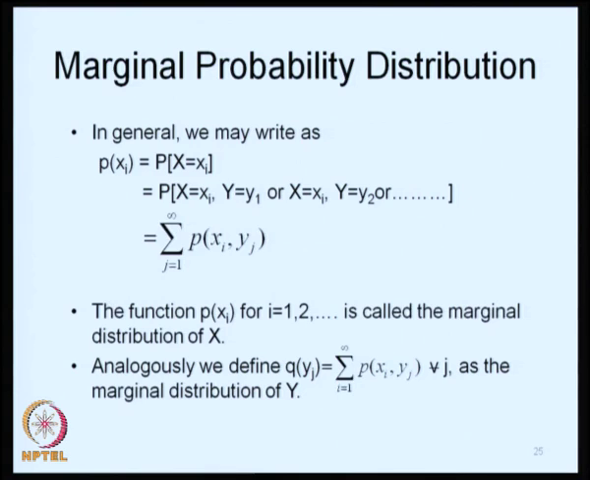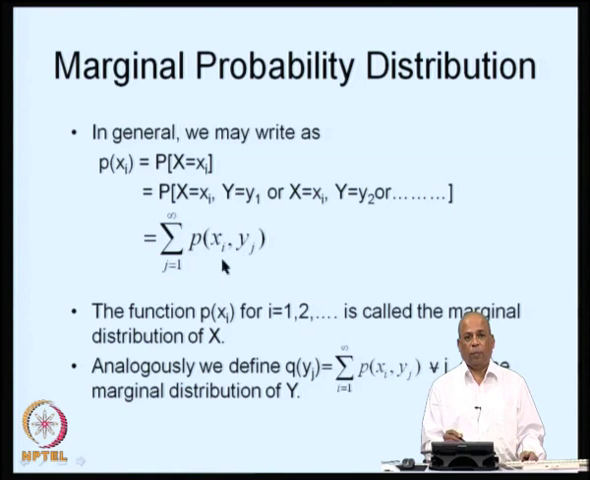In general we write this marginal probability of xi as probability of x is equal to xi, where x takes on a particular value xi, and that we write as probability of x is equal to xi, y is equal to y1, or x is equal to xi, y is equal to y2, and so on, which is simply written as the sum over all possible j's of p of xi comma yj. Now, the function p of xi for i is equal to 1, 2, etcetera is called the marginal distribution of x.